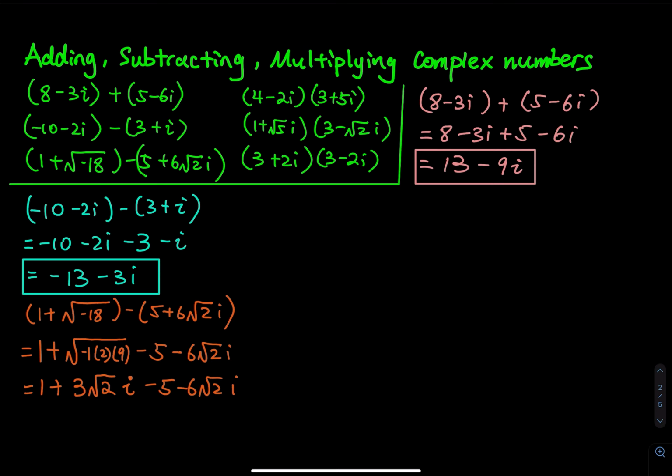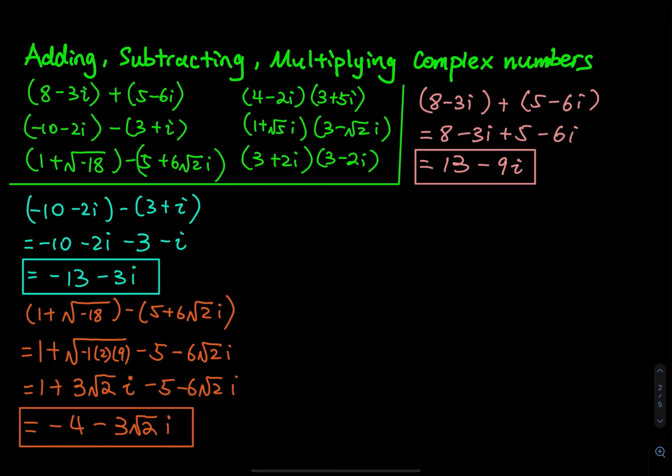1 minus 5 is equal to negative 4. And then you have 3 copies of root 2, minus 6 copies of root 2. Then you have minus 3 copies of root 2. And then don't forget the i. That is the answer to the third problem. And then moving on, we have multiplication.